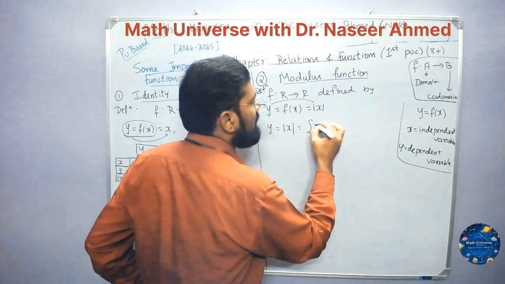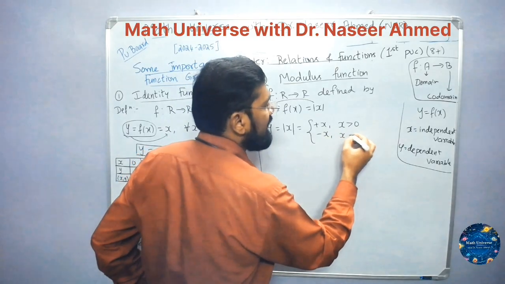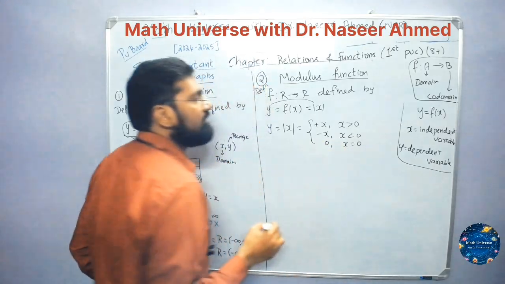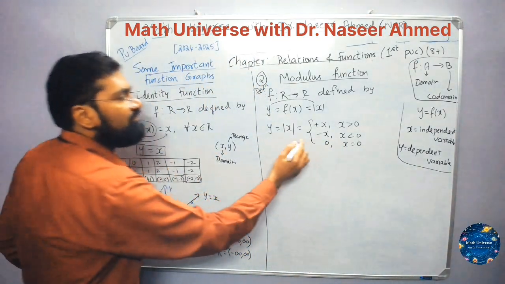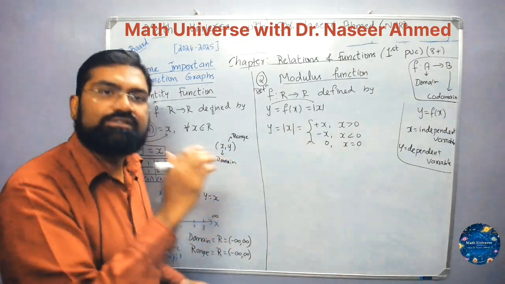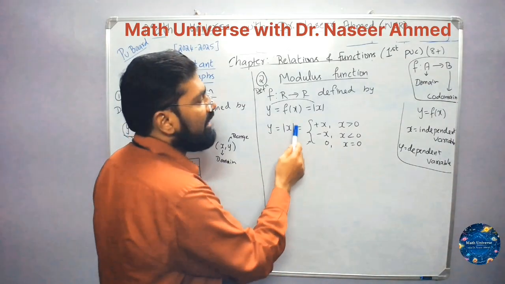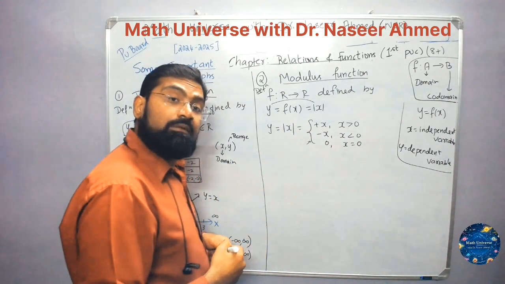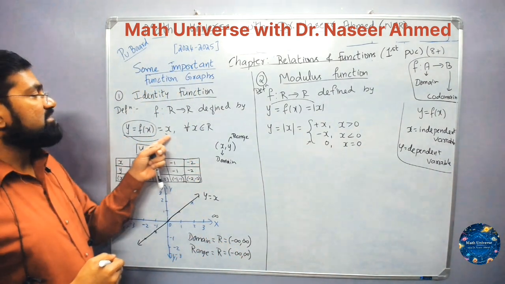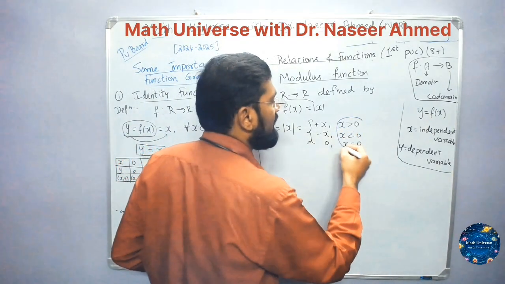So mod x will be plus x when x is positive. Mod x is minus x when x is negative. Mod x is 0 when x is 0. Now try to understand why there is a flower bracket given here and why there is not any flower bracket here. I want you to understand this now itself. See, whenever my function f behaves in more than one manner, what do I mean by that? Here, for all real numbers x, y equal to f of x is x only. But here it is not the case.